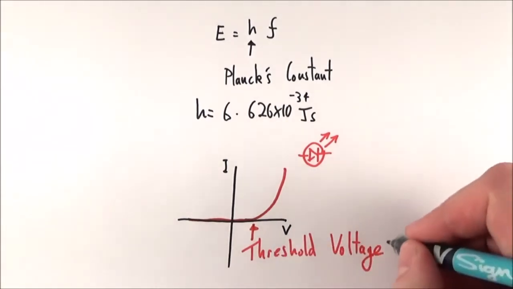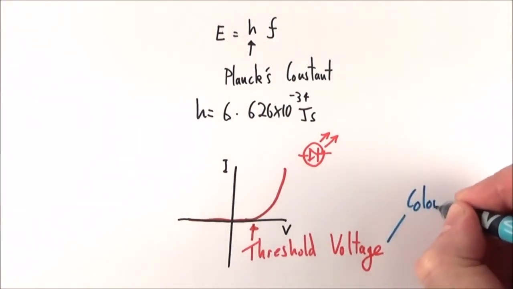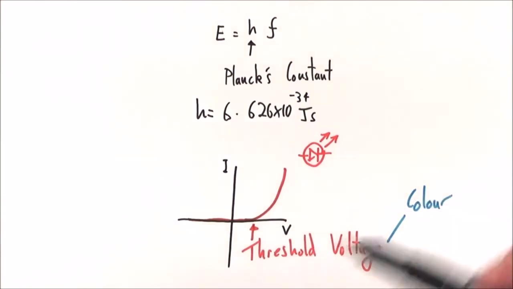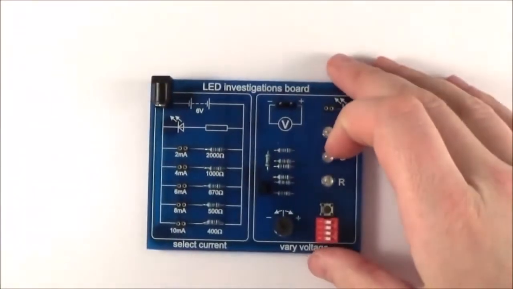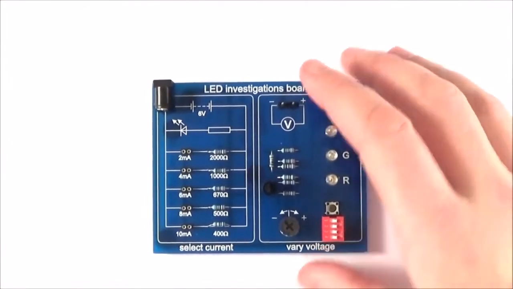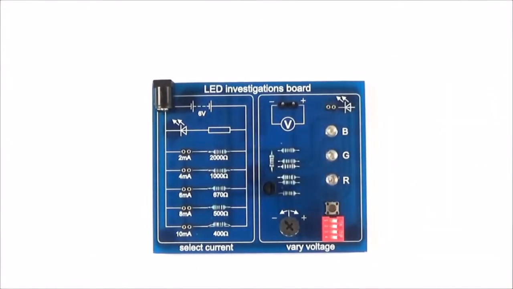And this is really dependent upon the colour. Different colour LEDs have a different threshold potential difference. What I have here is a small circuit board with some LEDs on it, and it's a brilliant piece of kit for testing. So you can do this in many other normal ways in the lab.